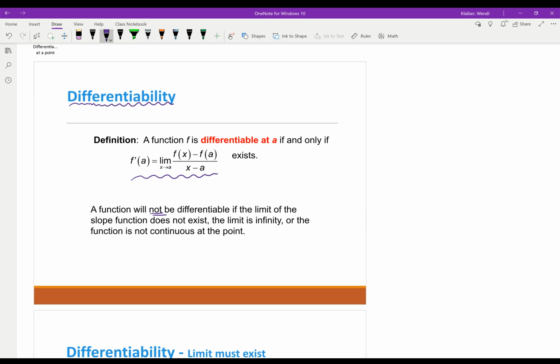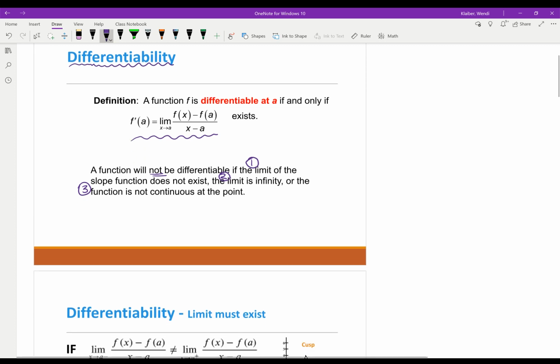First, if the limit of the slope function does not exist. Secondly, if the limit is infinity. Or thirdly, if the function is not continuous at a point. So remember, we're saying, when is it possible to get a slope of a tangent line? When is a function differentiable? That's what we're talking about here.